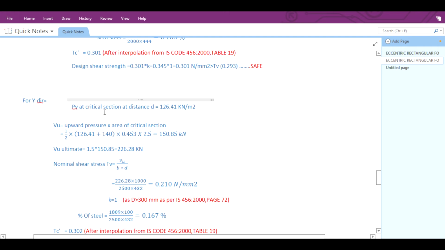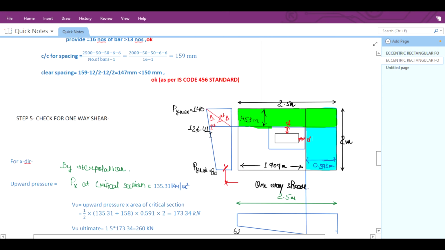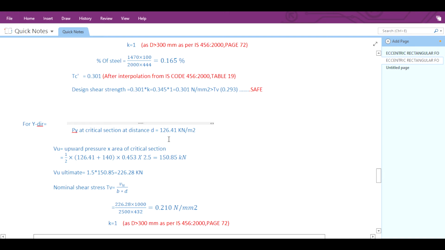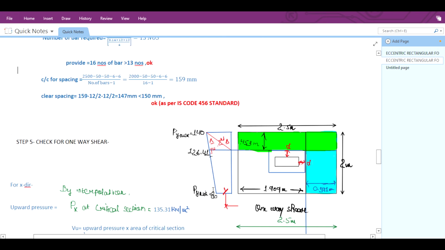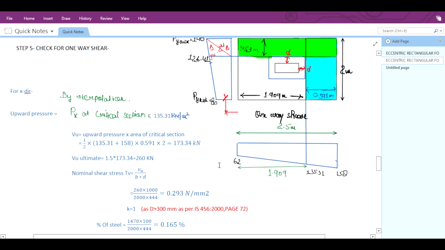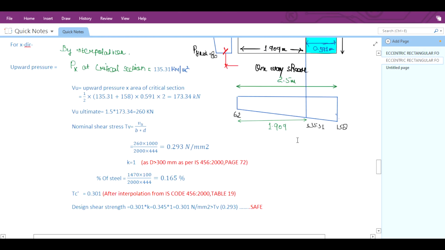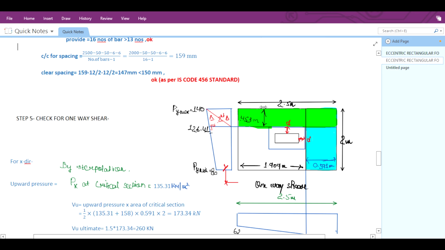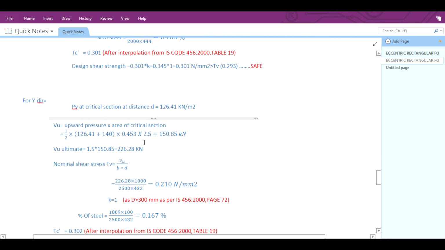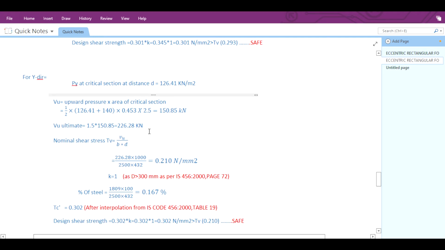Py will be calculated by the same method in this direction, so it will come as 126.41 at the critical face. The formula will be the same, you just have to use the pressure at the y face. So upper pressure multiplied by area of critical section: half into 126.41 plus 140 multiplied by 0.453 into 2.5. So your Vu will come as 150.85 and your ultimate Vu will be 226.28 kilonewton.